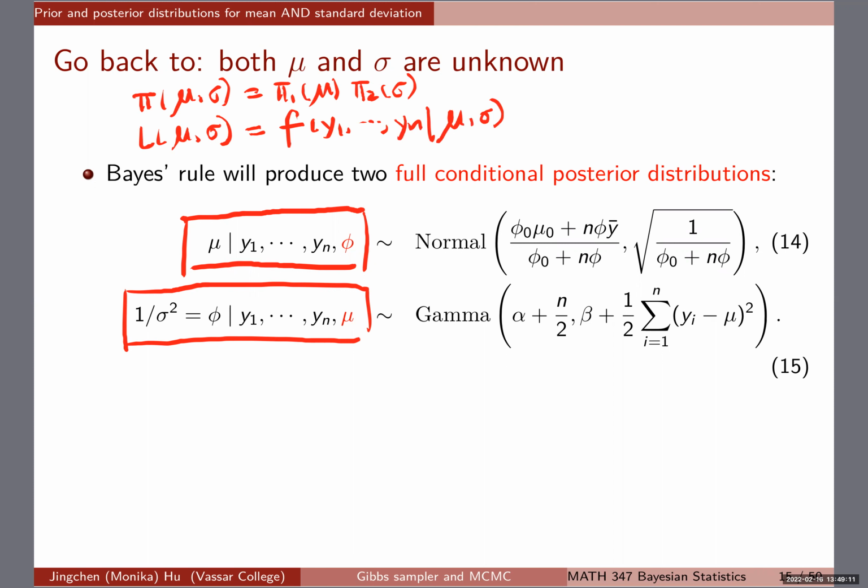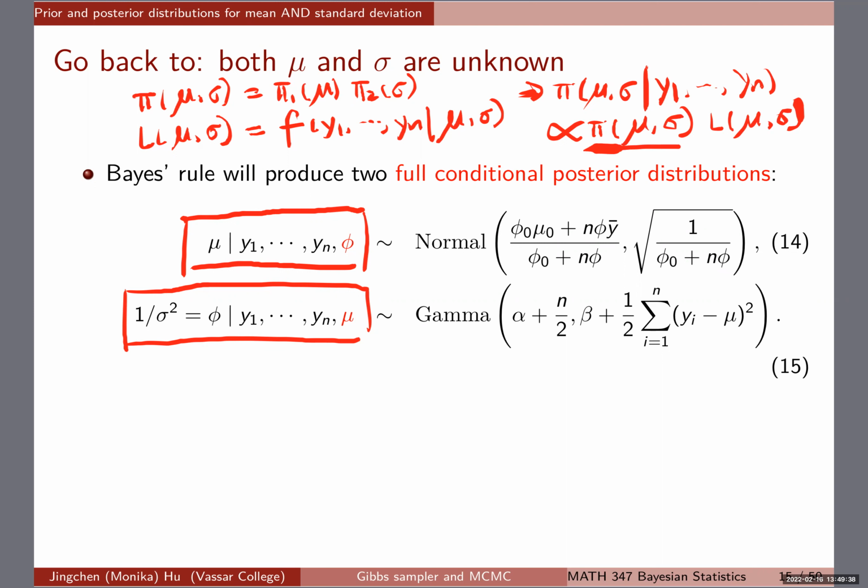Okay? So as we know, by Bayes' rule, the posterior distribution of mu and sigma given all of the data is going to be proportional to the prior and the likelihood. Okay, so we can write out all of the complicated terms together into the joint. So we have normal times the gamma, and then a joint normal over here.